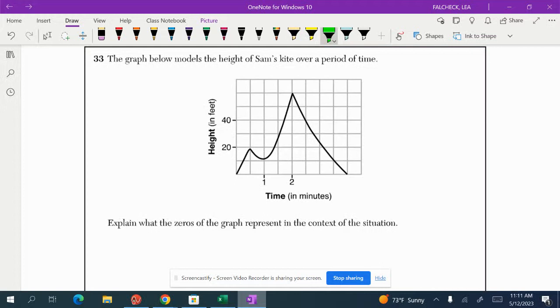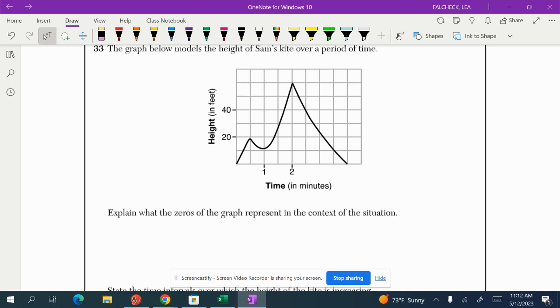Okay, 33. The graph below models the height of Sam's kite over a period of time. So as time goes on, the height in feet of the kite changes. Here it hits its maximum. Here the height of the kite is going down, okay? So we are kind of just following this graph. It says explain what the zeros of the graph represent in the context of the situation.